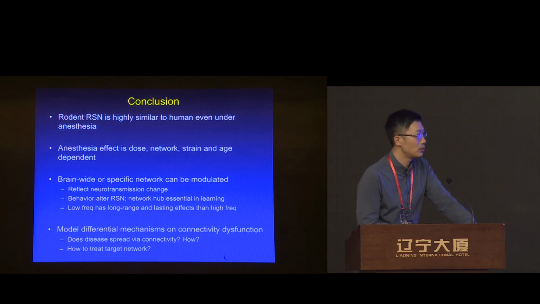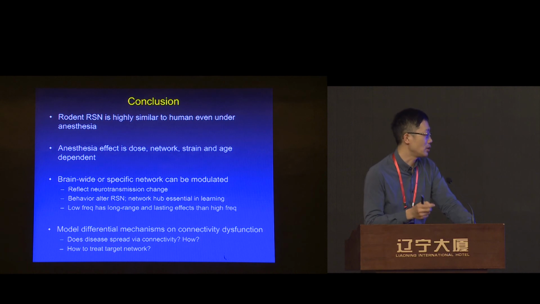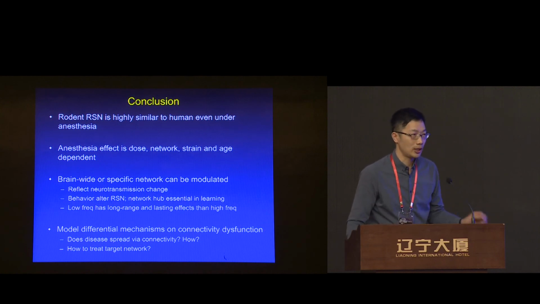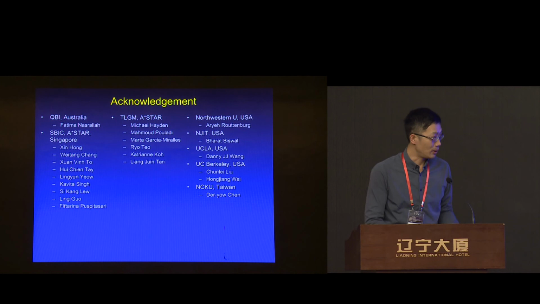So in conclusion, rodents could be a very nice translational model because they show very similar, not only topological, but probably functional organization. And be careful about the anesthesia. We can modulate the brain network in many different ways. And the model system can give us insight into the particular pathological effect. But there are still questions that remain: how the disease spreads and whether we can target certain networks to intervene. And I'd like to thank all the collaborators and people helping on this work, and thank you for your attention.